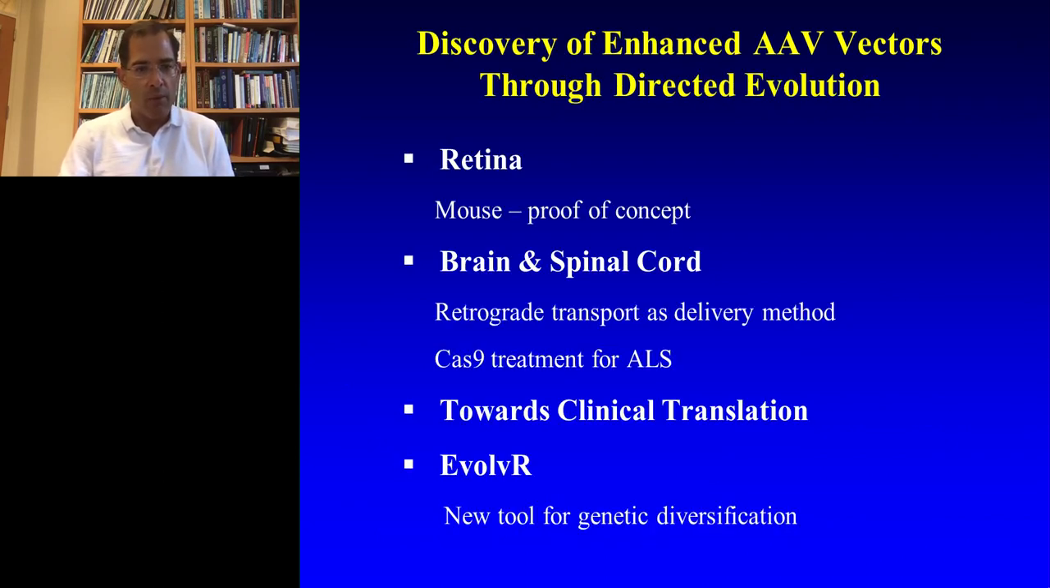And I'm going to give you a couple of examples today within the retina, as well as in the brain and spinal cord. And then I'll talk about our efforts to translate to the clinic. And finally, just show you several slides on a new tool that we've developed recently to be able to accelerate the process of genetic diversification and selection.